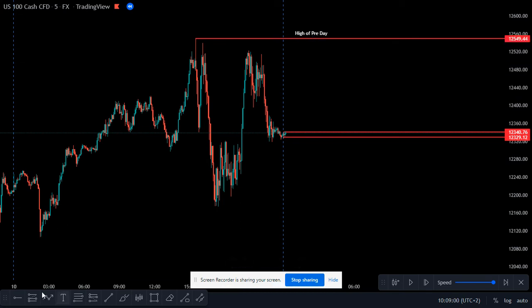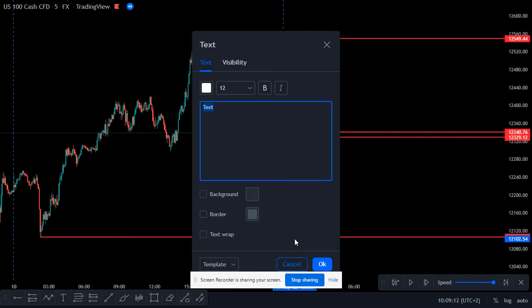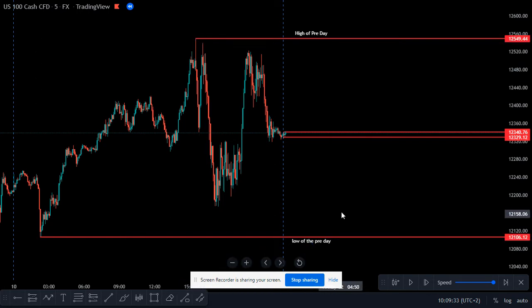Then I want you also to go and mark the low of the previous day. So this became the low of the previous day. So you just name it. So this is the low of the previous day. So the strategy is very simple, guys. Sorry about that. The strategy is very simple. The first thing you do is you mark the candle which opened for the new day. Then you go mark your high for the previous day. Then you go mark your low for the previous day.